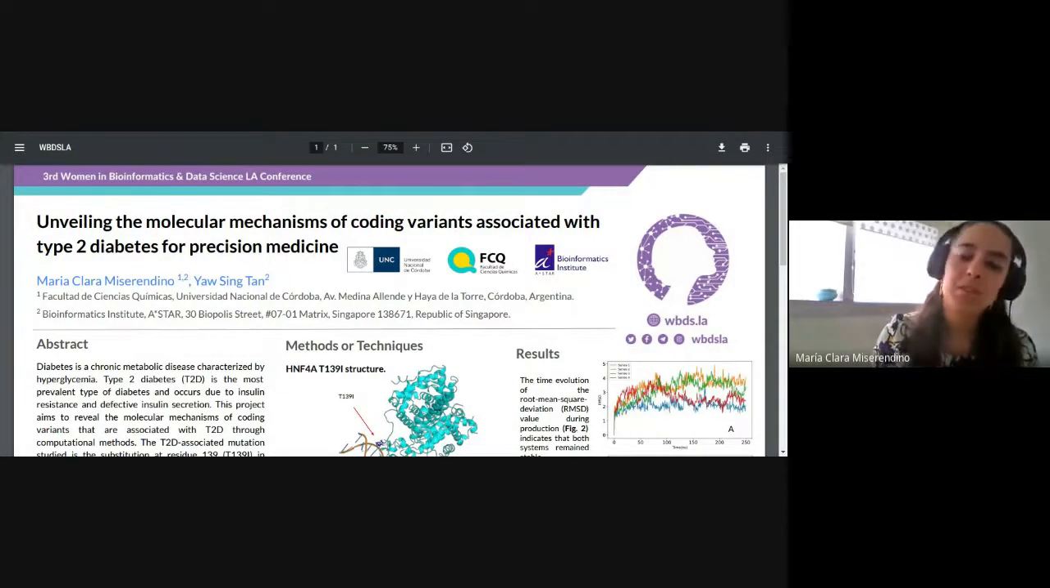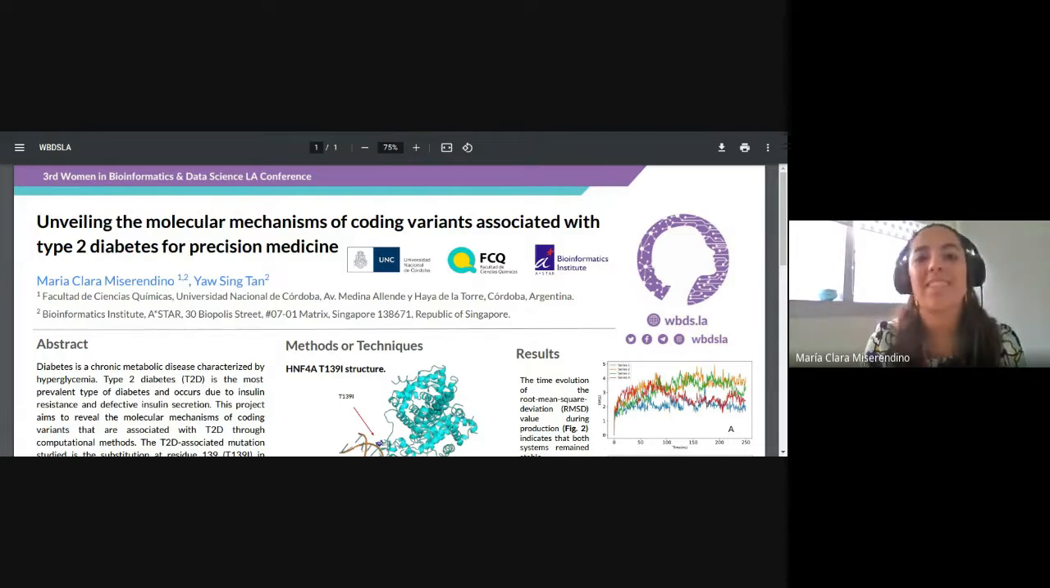I'm an undergraduate student in biotechnology at the Universidad Nacional de Córdoba from Argentina, and I'm currently doing my final project at the Bioinformatics Institute in Singapore. Today I'm going to present this project called Unveiling the Molecular Mechanisms of Coding Variants Associated with Type 2 Diabetes for Precision Medicine.